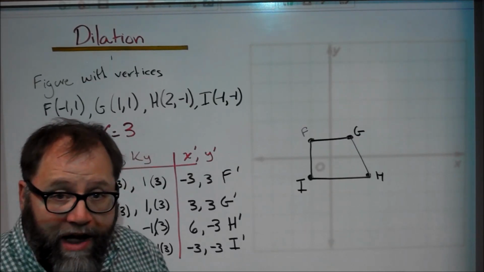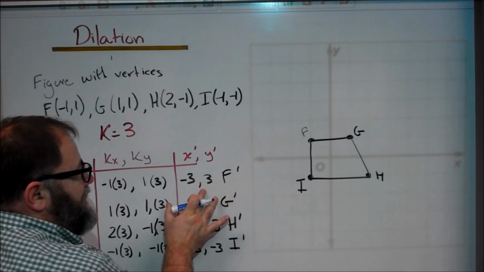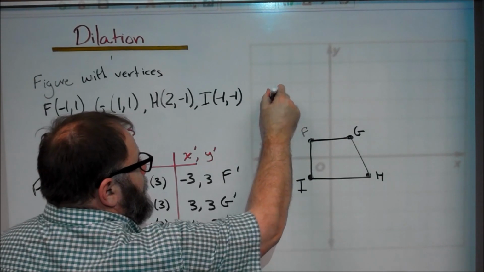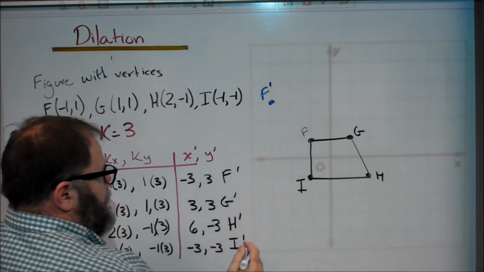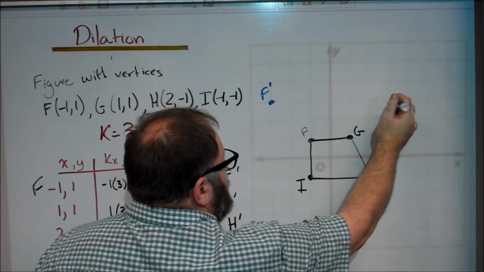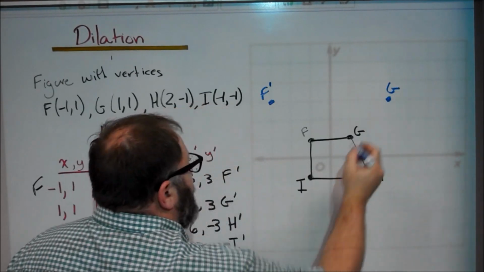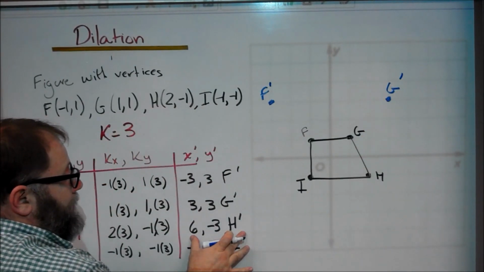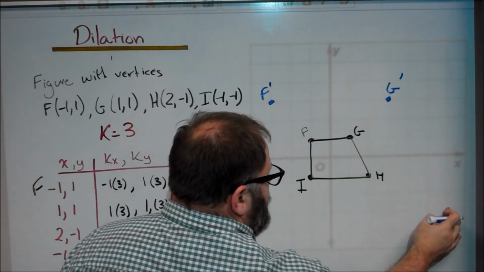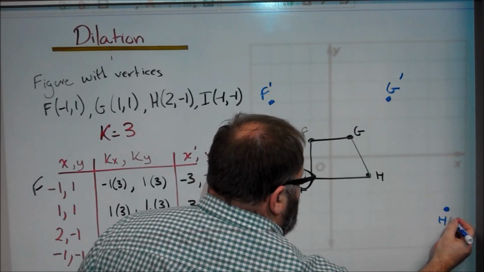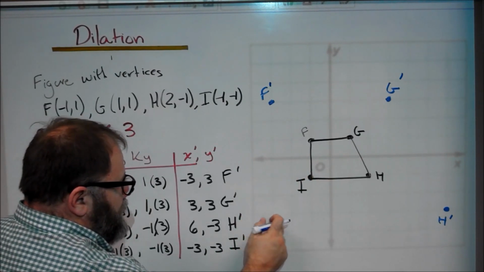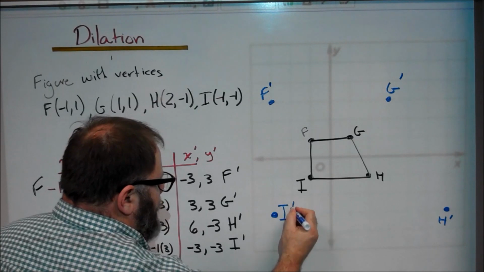Okay, now we go to the graph. So F prime is at -3, 3. 1, 2, 3, 1, 2, 3. There's F prime. 3, 3 is G, so 1, 2, 3, 1, 2, 3, there's G prime. H prime is 6, negative 3. 1, 2, 3, 4, 5, 6. 1, 2, 3. H prime. I prime is negative 3, negative 3. 1, 2, 3. 1, 2, 3. And there's I prime.